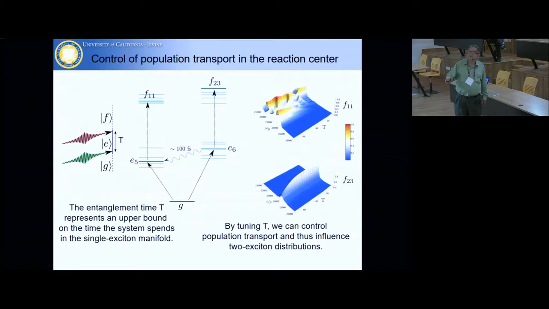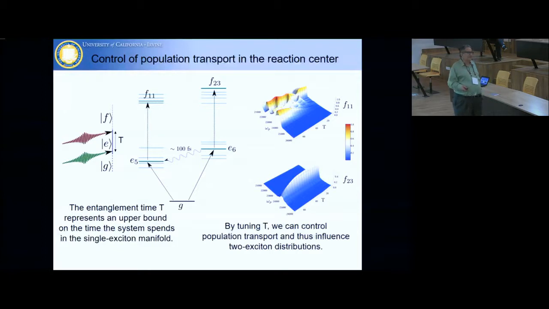I start with the ground state. I can excite to the excited state E6, and then, based on the dipole moments and so on, I select these states, and then this can go to F23, the 23 double excited state. But there is a relaxation pathway with 100 femtoseconds, where this relaxes to E5, and then I end up with F11.